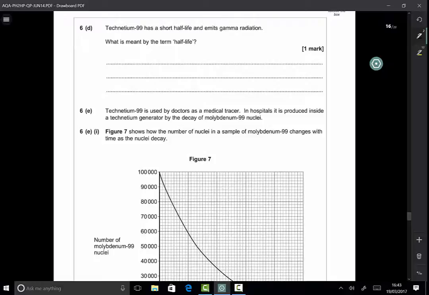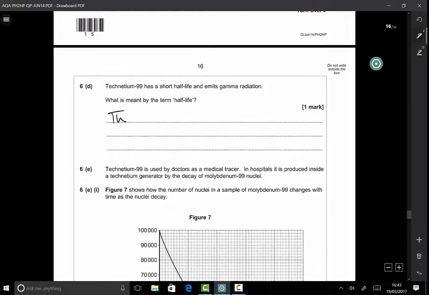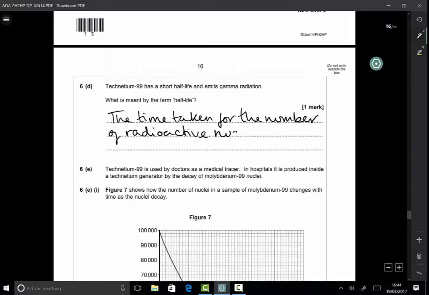Technetium-99 has a short half-life and emits gamma radiation. What is meant by the term half-life? That is the time taken for the number of radioactive nuclei to half.